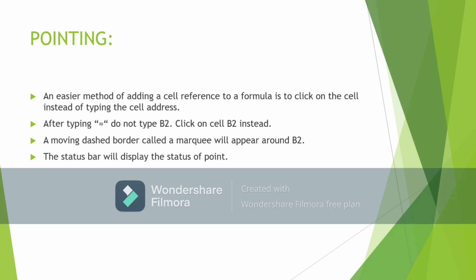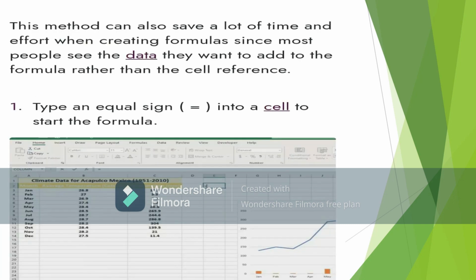After clicking the cell, if you check the status bar, it will display the status of the point. Here I can show with an example. Actually we can reduce our time of work because we are not going to type the formula. Instead of typing, we are just going to point out the cell references.